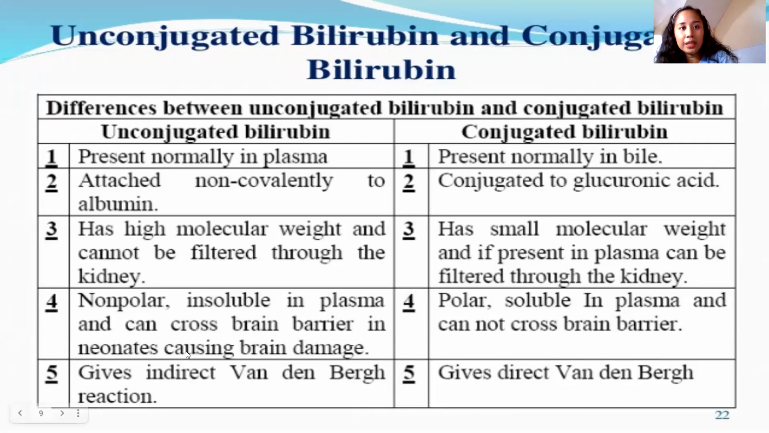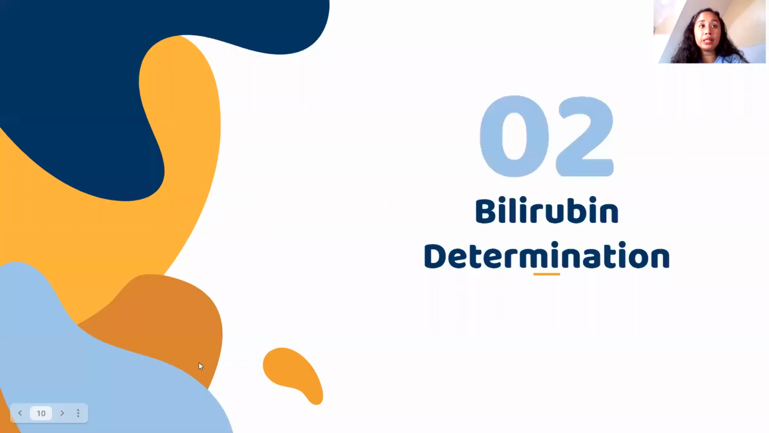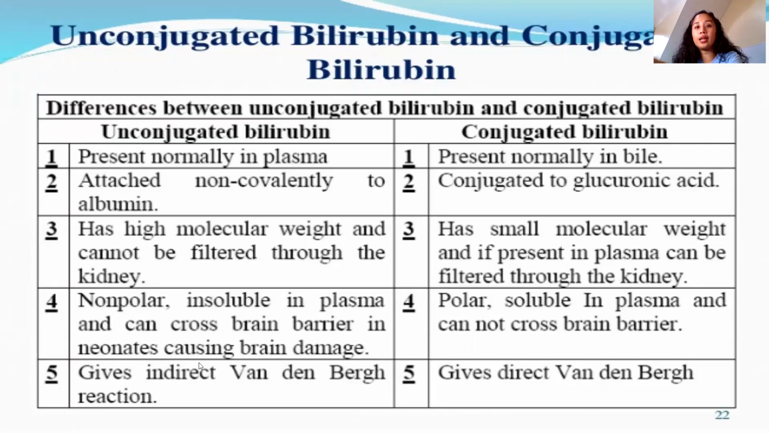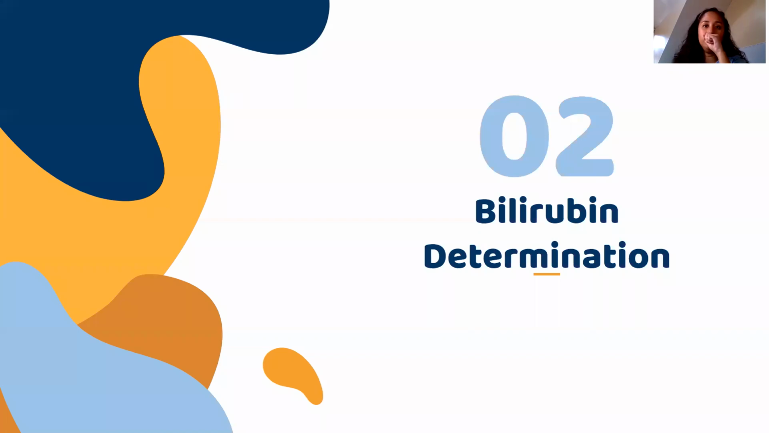It gives an indirect reaction to the Van den Bergh reaction, or your diazotized sulfanilic acid. So, it needs an accelerator. That's why unconjugated bilirubin is called indirect bilirubin and conjugated is called direct bilirubin. It's conjugated to glucuronic acid, attached to an acid, glucuronic acid. It has smaller molecular weight. So, be careful when unconjugated bilirubin is high.